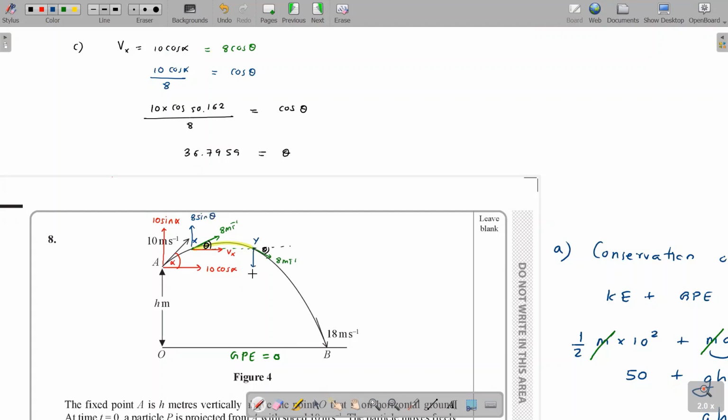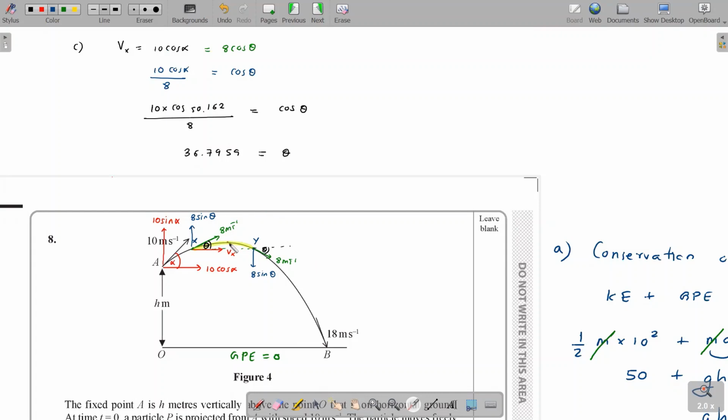Here the vertical component is also 8 sine theta. So you could use V equal U plus AT from X to Y because you know the starting speed and the ending speed. Starting speed is 8, here ending speed is also 8, but the directions are different. And you can find the time duration.